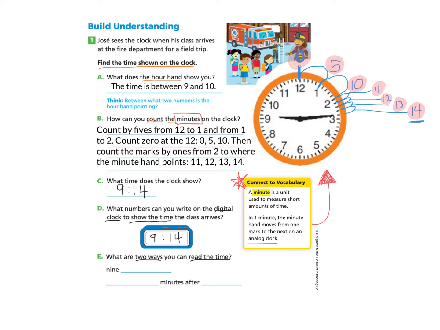Part D, what are 2 ways you can read the time? 9 blank, blank minutes after blank. The first blank is the most common. When you see the time or someone asks you the time, typically we would answer 9, and then we would group these two numbers and say it is 14. So we can write in 14 for a way to read the time. It is 9:14. Another way to write 9:14 would be to put the minutes first. So here we would say it is 14 minutes after and then we would put the hour here, which would be 9.